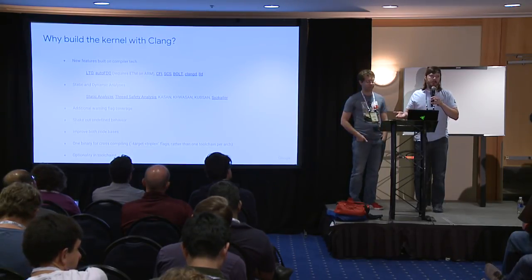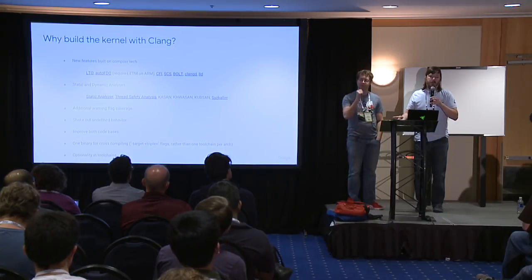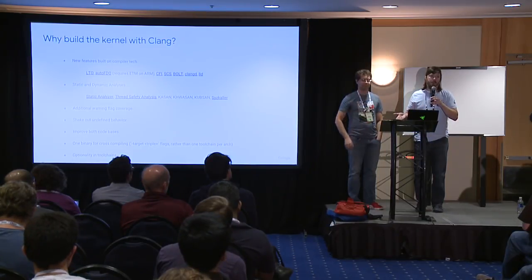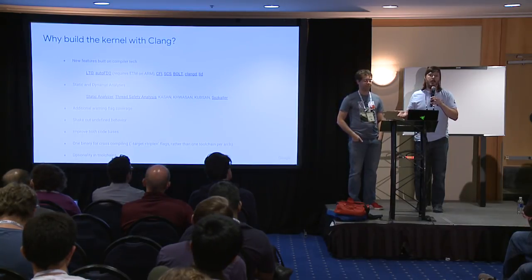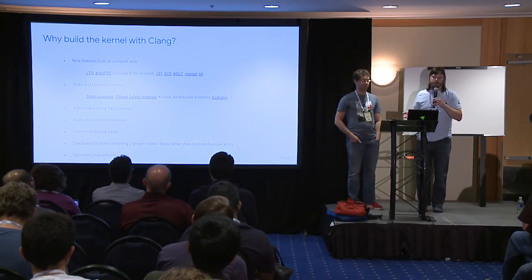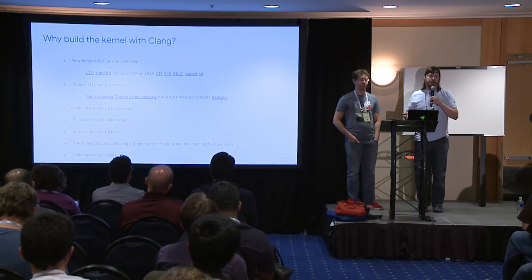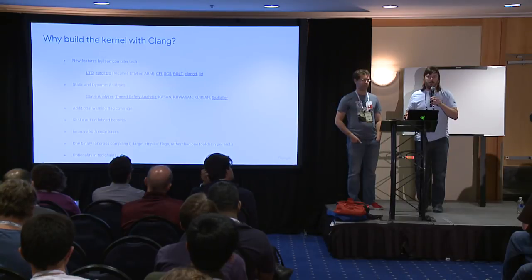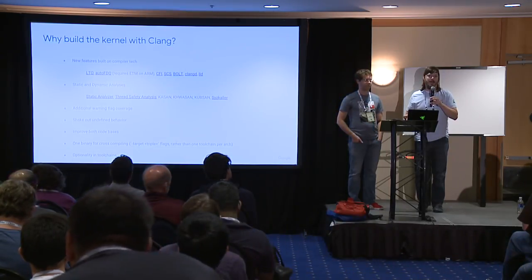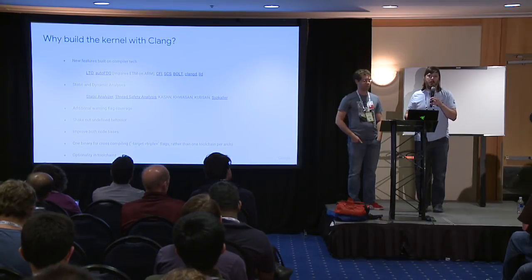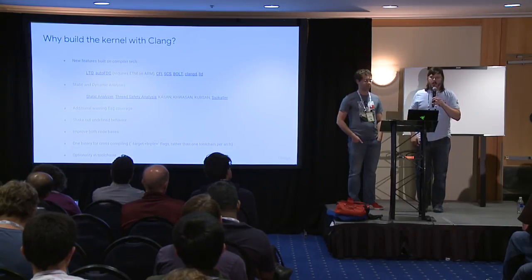But there's also just the advantage of feeding your code into two compilers. You get warnings from both compilers, so you can shake out undefined behavior or bad behavior that maybe GCC or Clang would have missed in isolation. It's also mutually beneficial for LLVM. Linux is a very large, very complex project, and so having it as a test case to throw at LLVM has benefited both code bases.